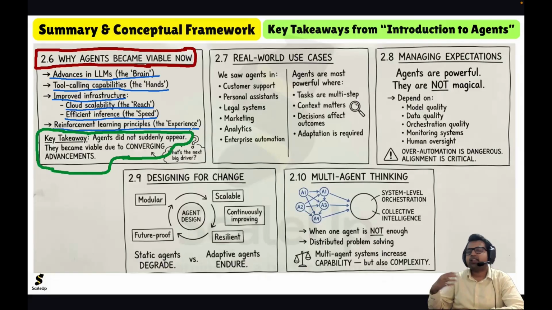Now, what is the next big driver? The next big driver might be quantum computing, because one very big challenge in front of us is the GPUs, the compute. In order to make an LLM, we need good GPUs and compute power. So quantum computing might be a very big thing, wherein the compute power might explode.